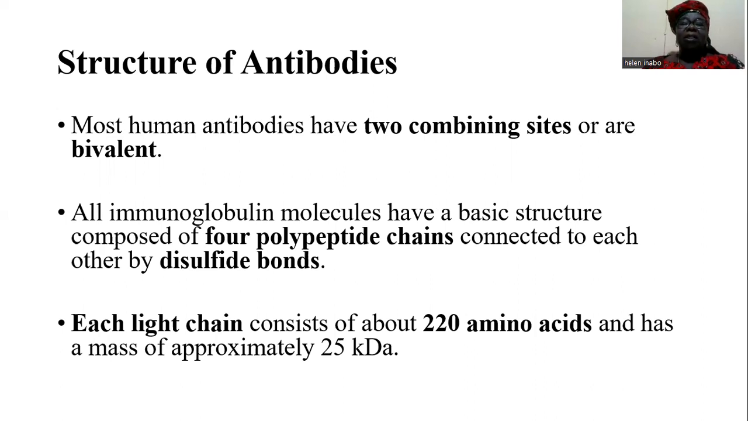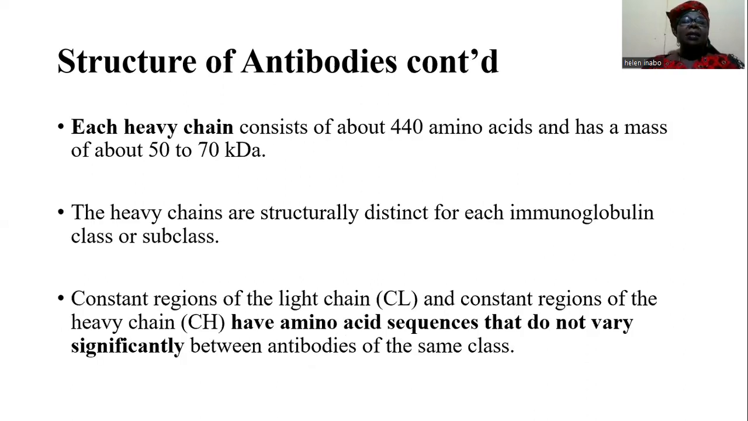Each light chain consists of about 220 amino acids and has a mass of approximately 25 kilodaltons, while each heavy chain consists of about 440 amino acids and has about 50 to 70 kilodaltons. The heavy chains are structurally distinct for each immunoglobulin class or subclass.